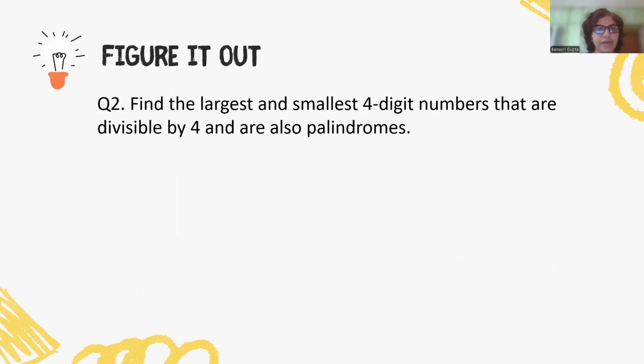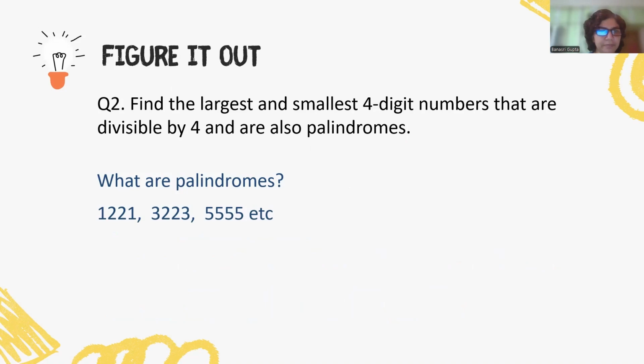Now the next problem is to find the largest and smallest 4-digit numbers that are divisible by 4 and are palindromes. So what are palindromes? Palindromes are numbers that read the same from the left as well as from the right. If you read this number 1221, and if you read it from this side also, it will be 1221. It's the same number basically. So if you reverse the digits, the number remains the same. All the repeated digits are also palindromes because they anyway don't change, right? Because all the digits are the same.